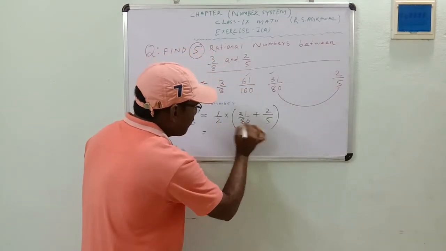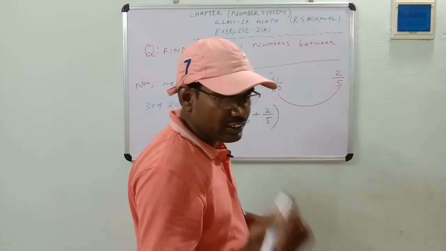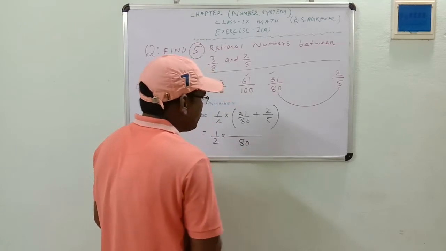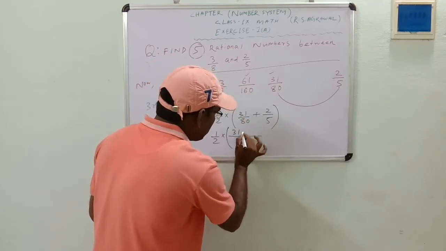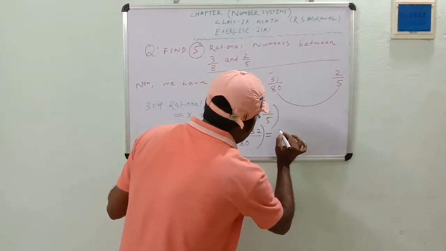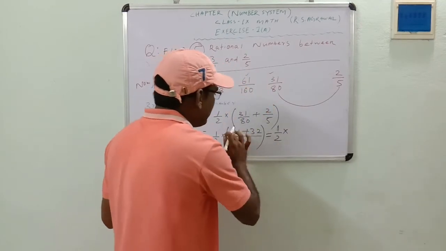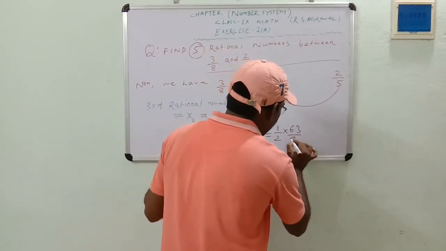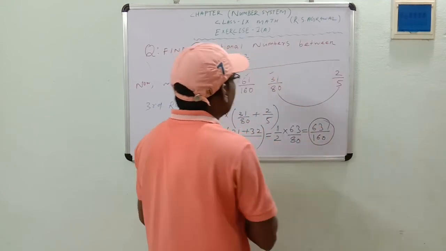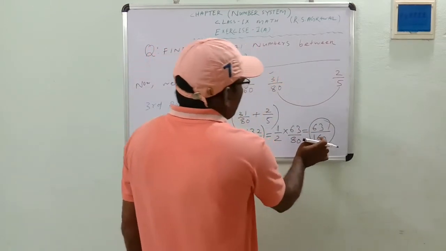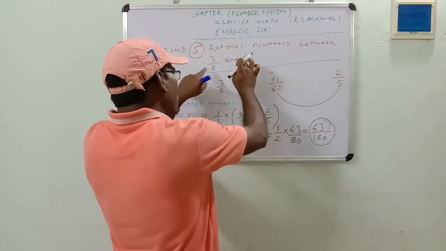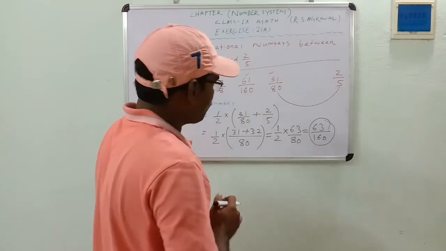Now add these two rational numbers by taking the LCM of the denominators. The LCM will be 80. 1 by 2 into, 31 will remain the same, and it will be 32. Then 1 by 2 into, add these two, 63 by 80, and finally you got 63 by 160. So it is the third rational number, but actually it is the middlemost rational number of these two, but it is the third rational number of your given rational numbers. First note it.